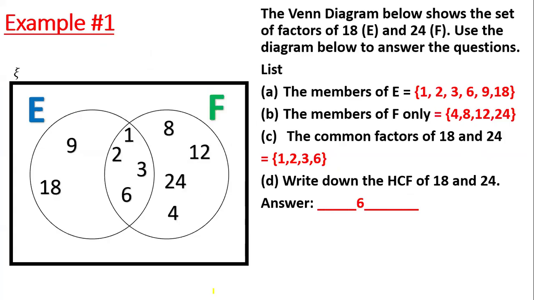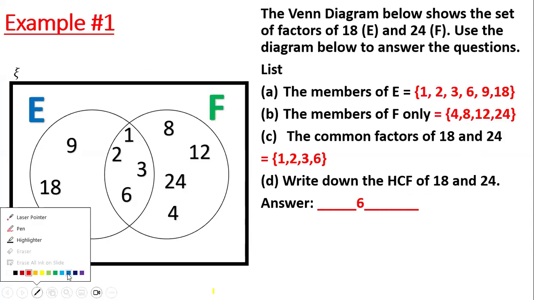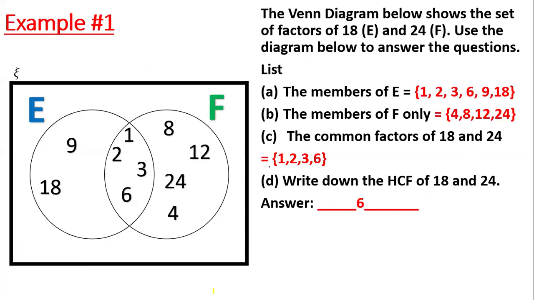Tatiana, if you notice, we have all of our common factors. All of our common factors are listed here. These are the common ones. So out of the ones that are in the intersection, because these are the common factors, the highest one is? 6. The highest one is 6. All right.